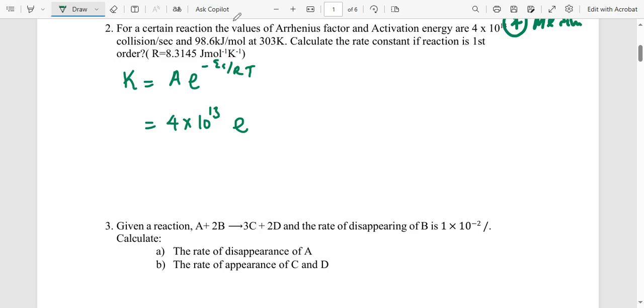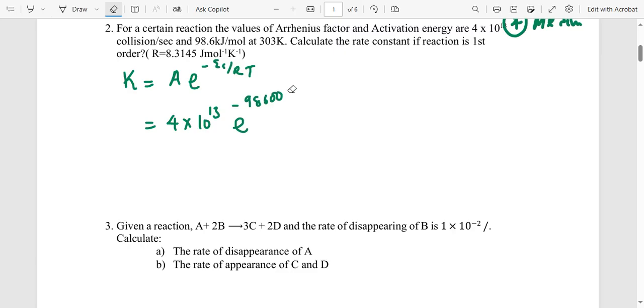Now please guys, use the activation energy in the right unit. The activation energy here has been given in kilojoules, but you don't use kilojoules. You need to convert that to joules. That's important. This is kilojoules per mole. Just multiply by 1,000, and then it's going to be in joules per mole. Therefore, 98.6 times 1,000 will give you 98,600. Don't forget to attach a negative.